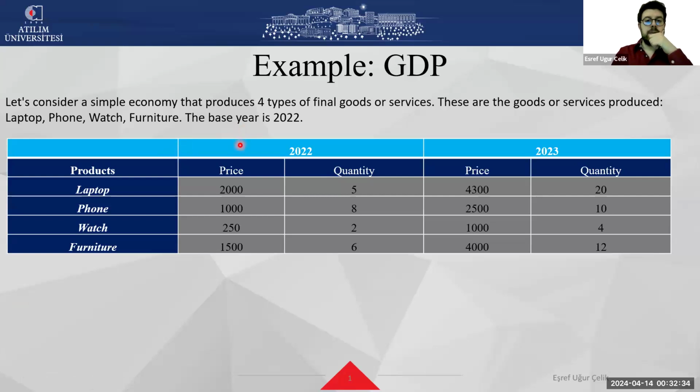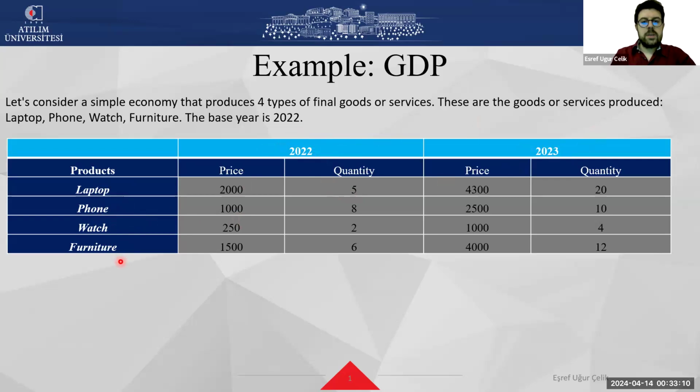The main idea of the calculation of GDP is that we include the calculation of final goods and services. We cannot include intermediate goods or services. For that question, you see 4 types of goods over there: laptop, phone, watch, and furniture. And I give 2 years to you. These goods are final goods. That's why we can include them in the calculation of GDP.